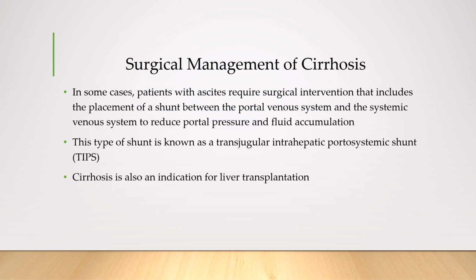So, surgical management of cirrhosis. In some cases, patients with ascites require surgical intervention that includes the placement of a shunt between the portal venous system and the systemic venous system to reduce portal pressure and fluid accumulation. This type of shunt is known as a transjugular intrahepatic portosystemic shunt, otherwise known as TIPS. Cirrhosis is also an indication for liver transplantation.